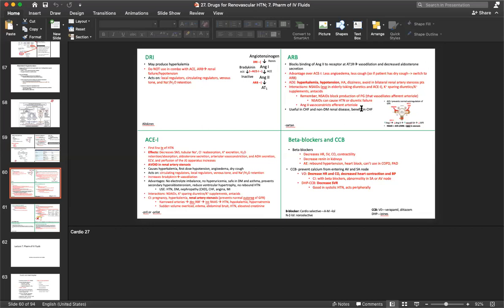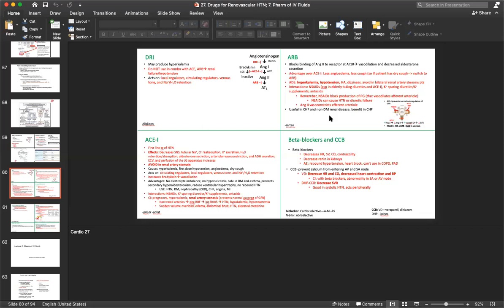Our problems are similar: hyperkalemia, hypotension. They don't get that cough or angioedema with ARBs. But it also constricts the efferent arteriole. It's also going to prevent the normal autoregulation of GFR, so do not use in renal artery stenosis.